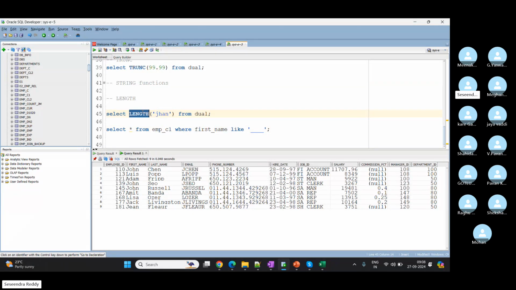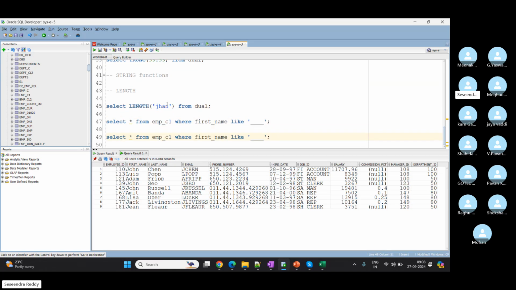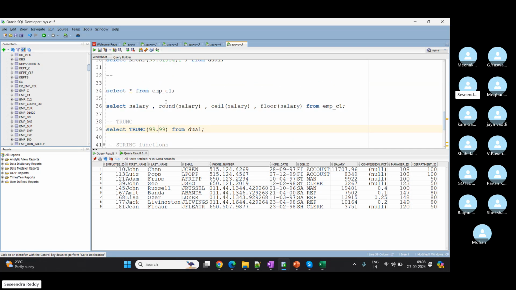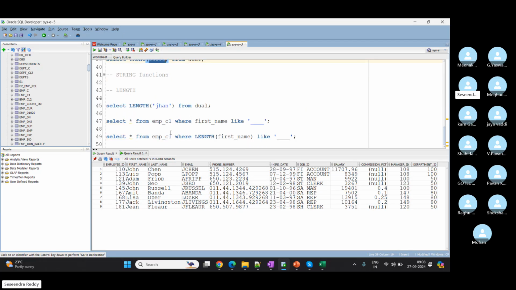In the same way, by using this length function, we can achieve that requirement. So in the where clause, whatever functions we are discussing, we can use them. I'm going to use length on first name, just like this. While discussing, I'm hard coding values, like 99. In real-time scenarios, we use table columns. So just replace this hard-coded value with the table column name wherever we want to use it. This time I want to use the length function on first name.